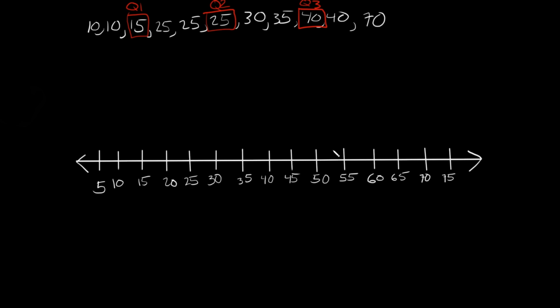So we can go ahead and draw our box and whisker plot by drawing once again the minimum, maximum, and then all 3 quartiles here. So let's first draw the minimum. That is going to be 10. The minimum is 10. Quartile 1 is 15. Quartile 2, or the median, is 25. Quartile 3 is 40. And then the maximum is going to be all the way at 70.